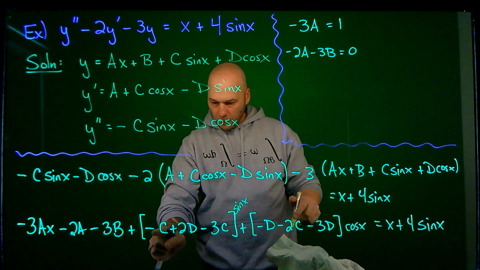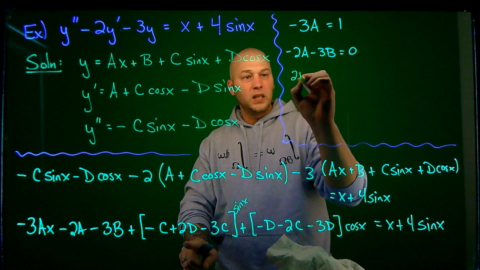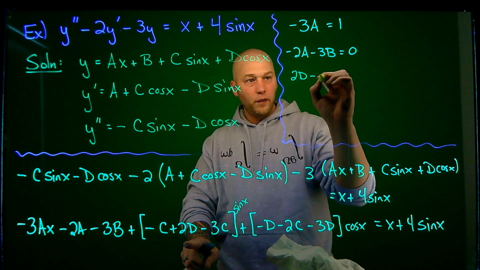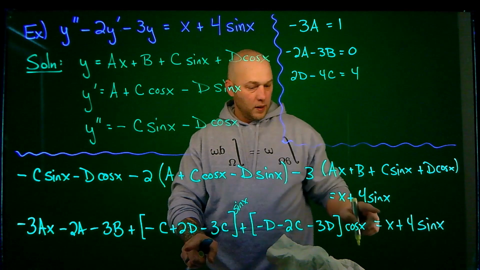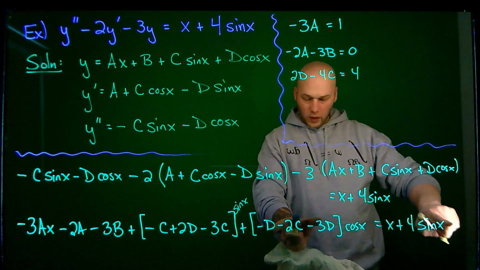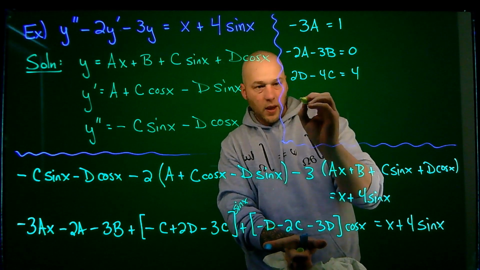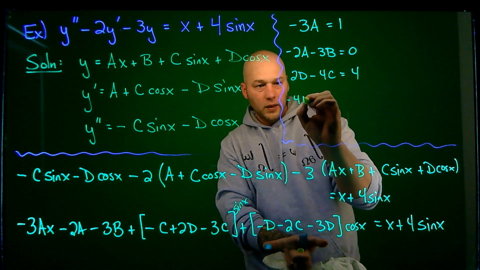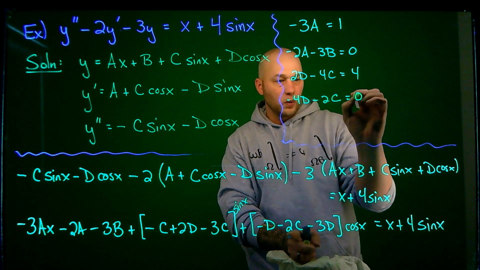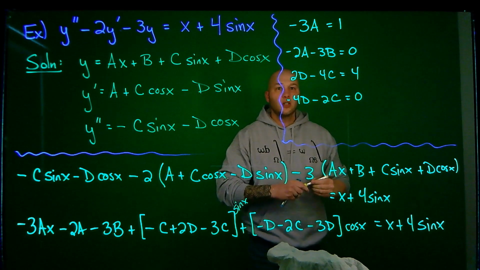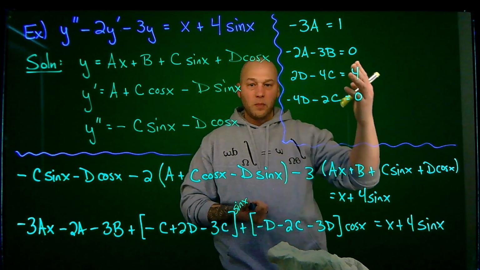And of course, I can combine the negative c and the negative 3c. That gives me 2d minus 4c is going to be equal to 4. Now, there's no cosine term over here, so this coefficient has to be 0, which means I would have negative 4d minus 2c is equal to 0. Now, once I solve this system of equations, we have our a, b, c, and d.